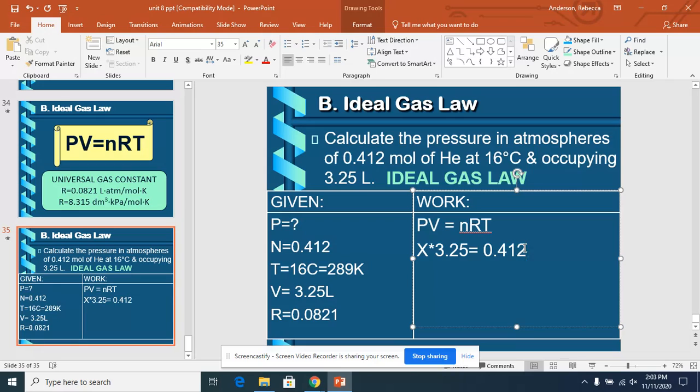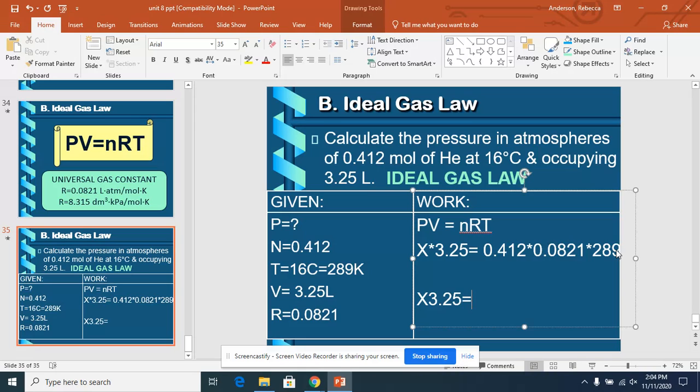So our moles is 0.412 times our R, which is 0.0821, times our T, which is 289. Make sure we can get that all in one row. All right. So now let's do some math. So that would just be x and then 3.25 equals, and then we'll multiply those three numbers together in our calculator.